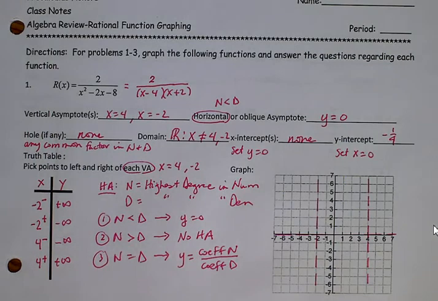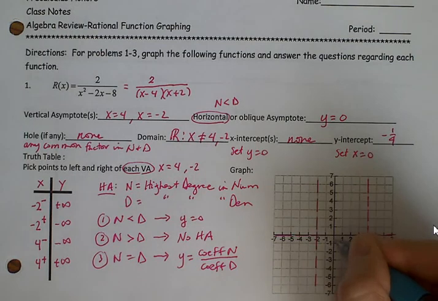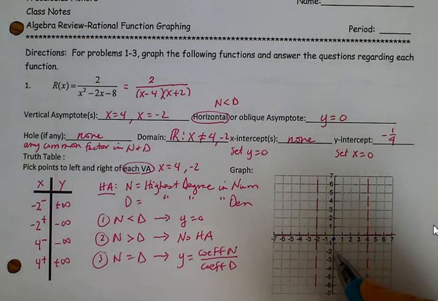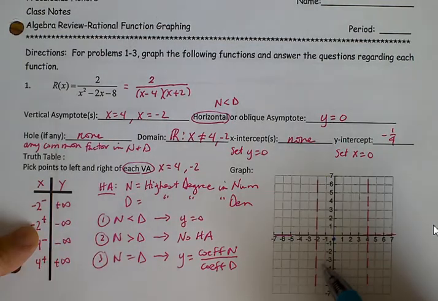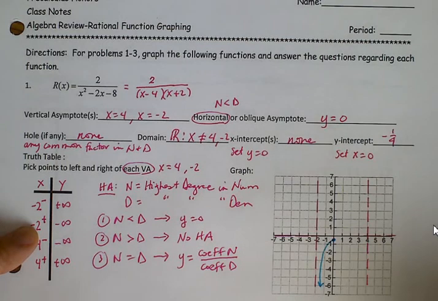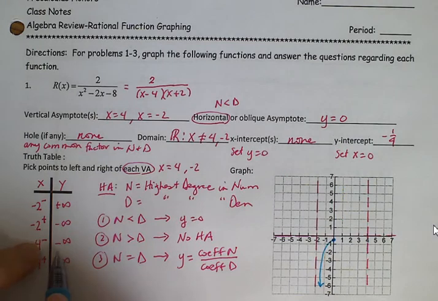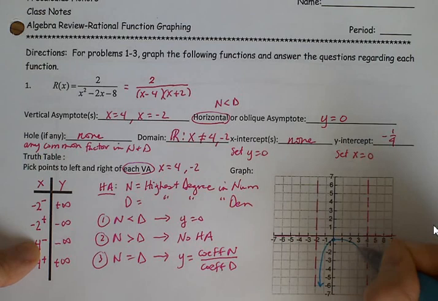Okay, next I want to put in my key points. So I have a y-intercept at a -4, 1/4, so that'll be somewhere right about here. And now I'm ready to draw my graph. So look at this truth table. So to the right of -2, so that's going to be in this region, it's going down to negative infinity. So then it's going to go down towards this way. And then to the left of -4, it's going to be a negative infinity. So it'll go down towards this way.